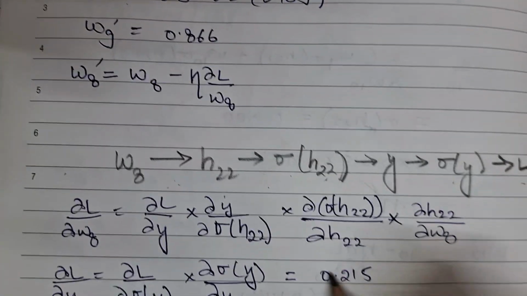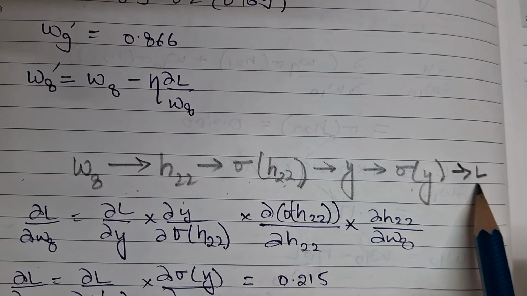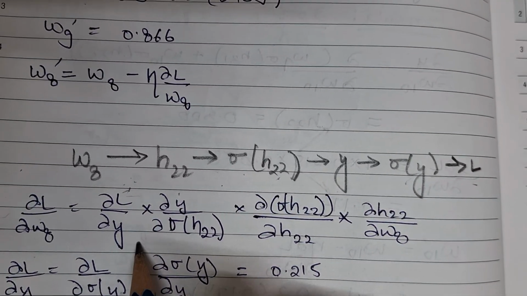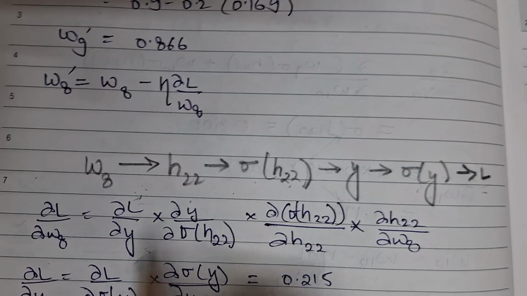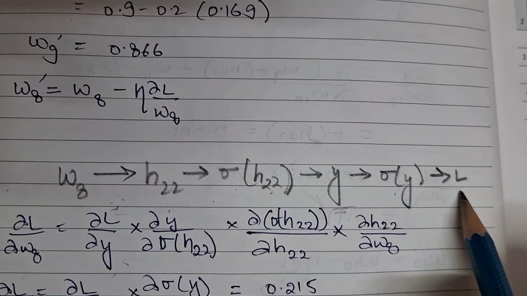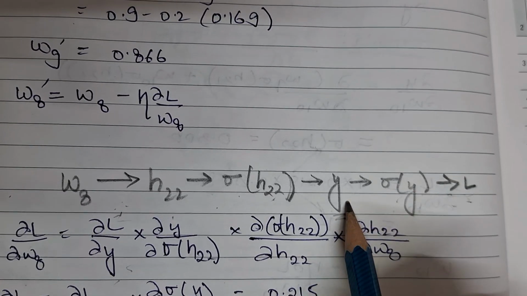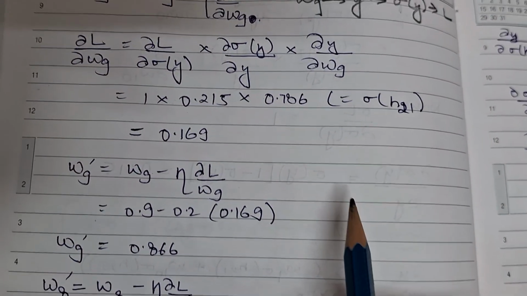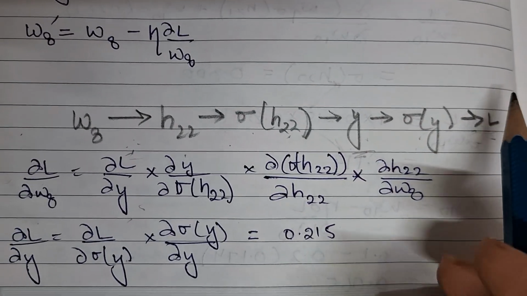Now using the chain rule, we have del L by del omega 8 as this value condensed in a chain rule. Del L divided by del Y. We have written directly del Y here instead of del sigma Y because we had calculated del L by del Y in the previous calculations for omega 9 as well as for omega 10. So we can just reuse the same value.